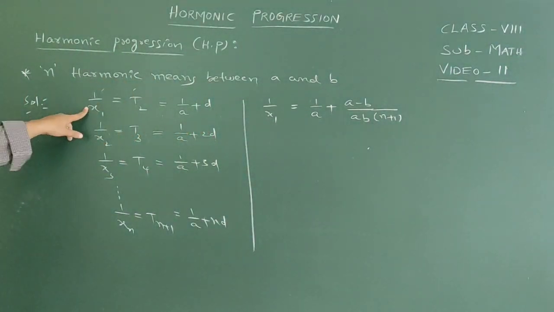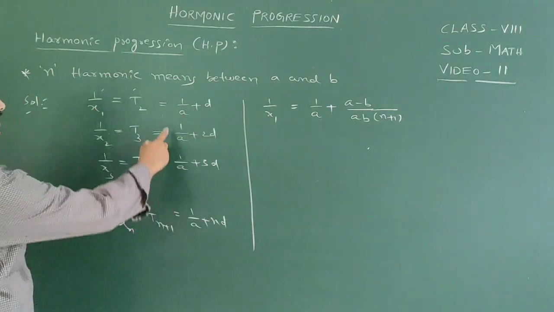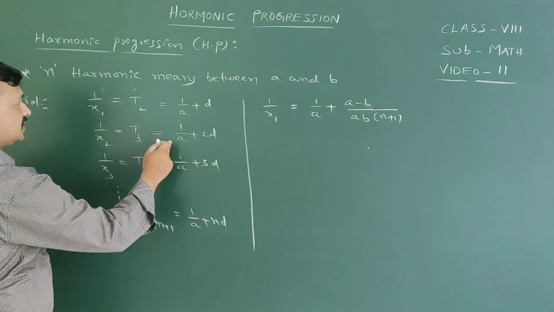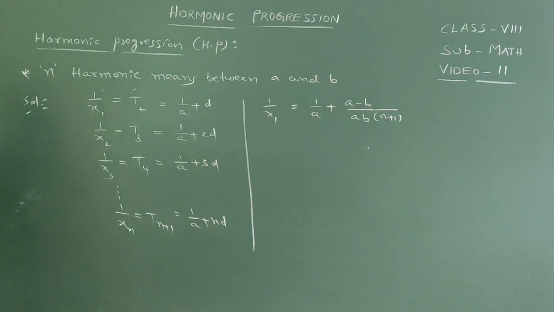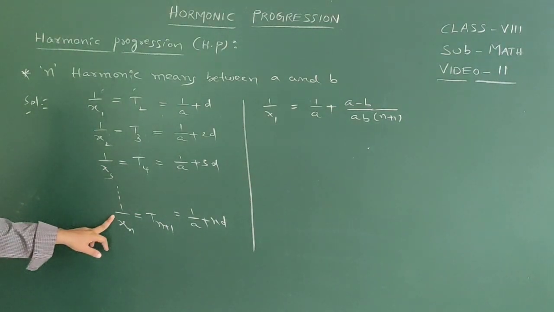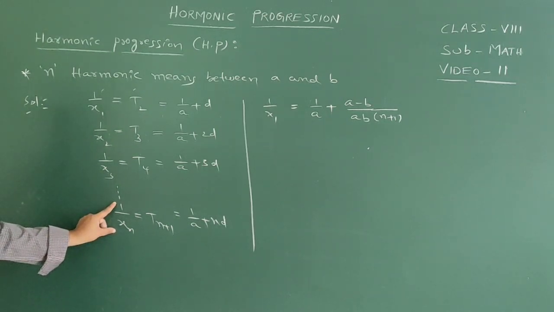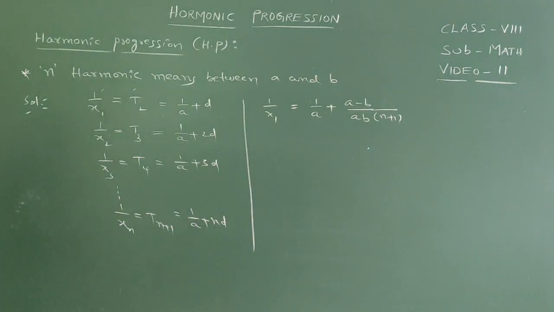Here first mean is second term, that is a plus d. Here a is 1 by a. That's why a plus d, a plus 2d, a plus 3d and so on, a plus nd. Because xn, you need to find means. xn is the nth mean, that is the (n plus 1)th term. So 1 by a plus nd.